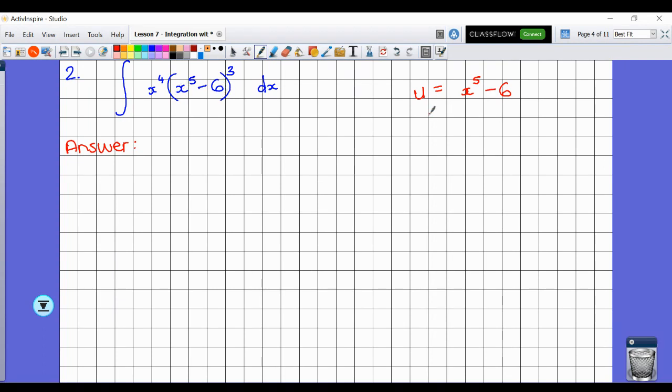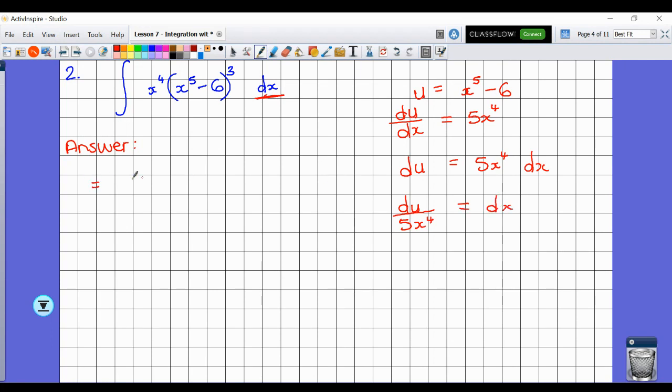We'll try this and see if it works. Let's differentiate it. du by dx, and if you differentiate this side, it's just going to be 5x to the power of 4, and if you differentiate negative 6, that goes to 0. Again, I'm trying to get dx by itself, so multiply both sides by the bottom: du equals 5x to the power of 4 dx. To get it by itself, we just divide by the 5x to the power of 4. Hopefully this should be quite straightforward for you by now, because we've done quite a lot of practice on this.